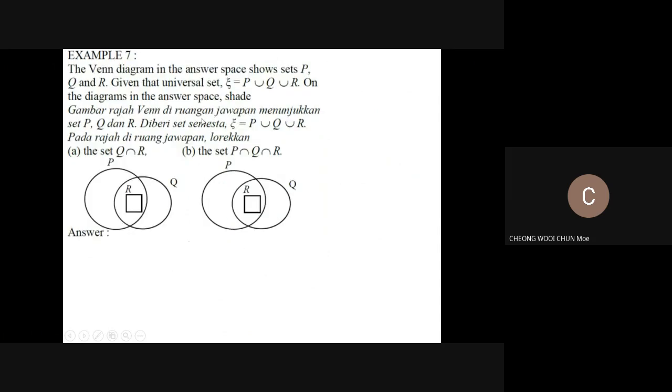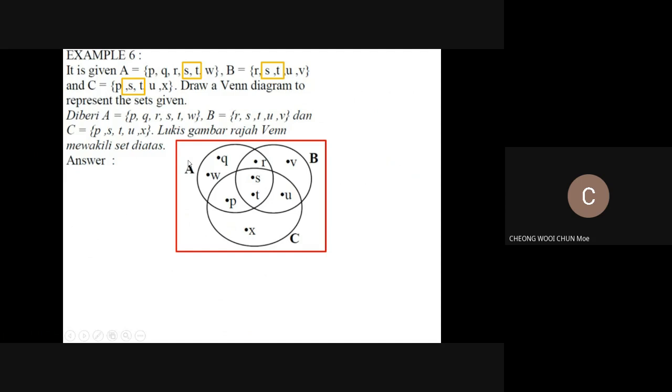Then example 6. Given A: P, Q, R, S, T, W; B: R, S, T, U, V; C: P, S, T, X. So draw a Venn diagram. You must identify which elements appear in all three: S, T, S, T, S, T. So S and T go in A, B, C. And from here, we look at A and B for anything touching together: R, so put R.